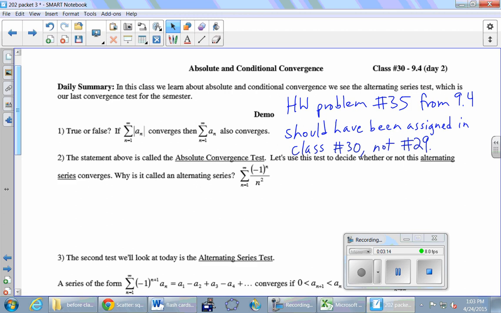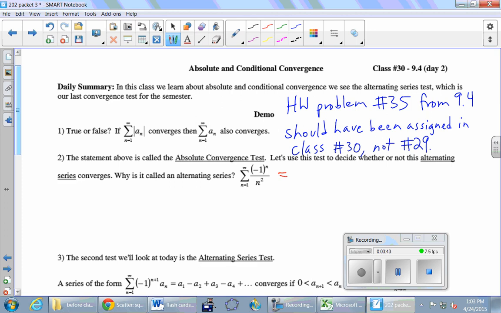So this is a true statement, and the statement above is called the absolute convergence test. If you can take the absolute value of a series and it converges, then automatically the original series also converges. So let's take a look at this particular series right here: the sum of -1 to the n over n squared. As is my tendency when I see a new series, I write out the first few terms just to get a feel for what's happening.